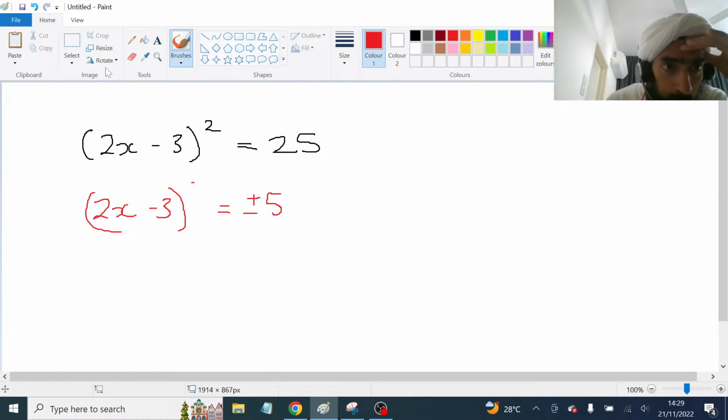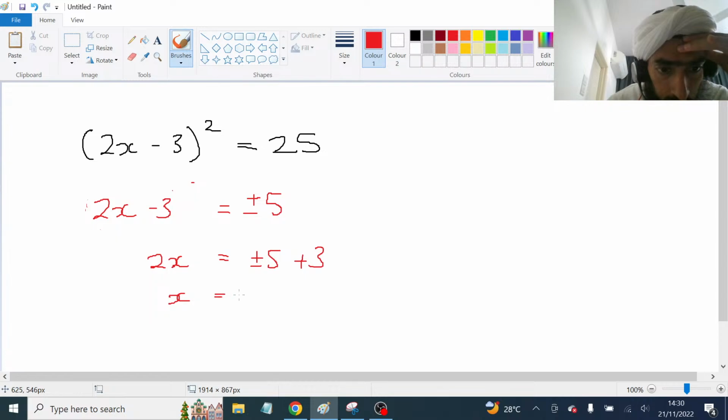Then we can drop the brackets because there's nothing in front or behind the brackets. Then carry on with the inverse method. So next we can plus 3. So it's plus 3 and then divide by 2. So let's plus 3 first. And then dividing by 2, everything gets divided by 2. So the plus and minus 5 gets divided by 2, and then the plus 3 gets divided by 2.